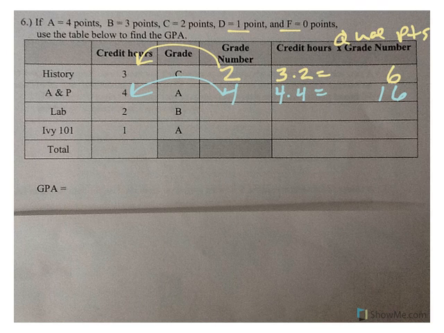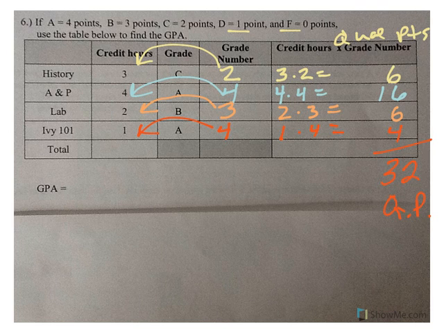All right, in lab, you got a B. A B is worth 3 points per credit hour. 2 times 3 is 6. And then last but not least, you got an A in IB 101, and an A is worth 4 points. 1 times 4, right, because again, per credit hour, you earned 4 points. So you earned a total of 32 quality points.